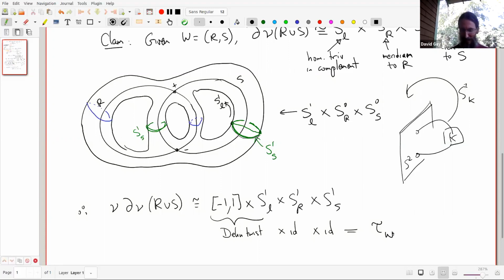It's only well defined up to isotopy, but I claim it is well defined up to isotopy by the given data. In fact, by the isotopy class of the twin. Are there any questions?